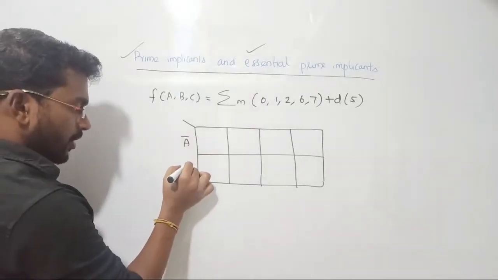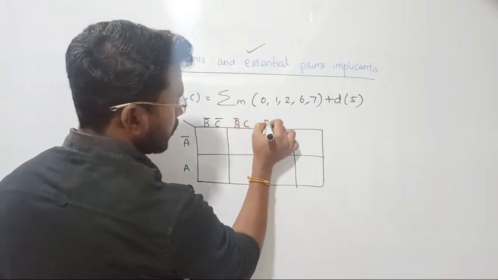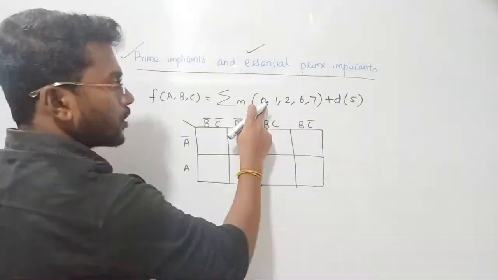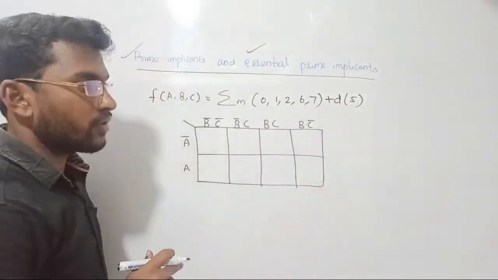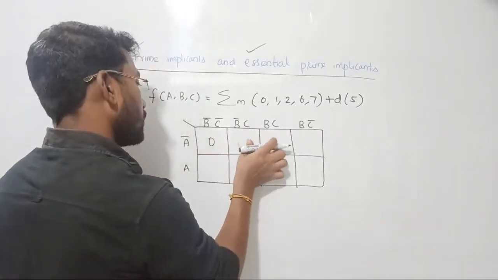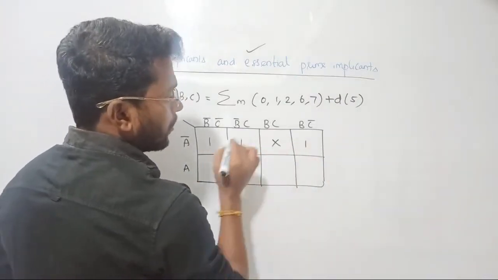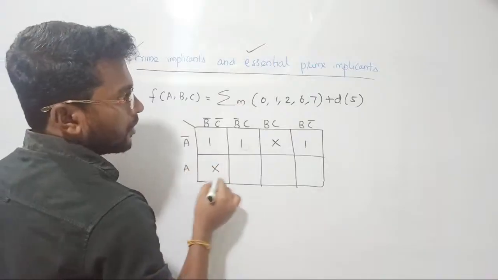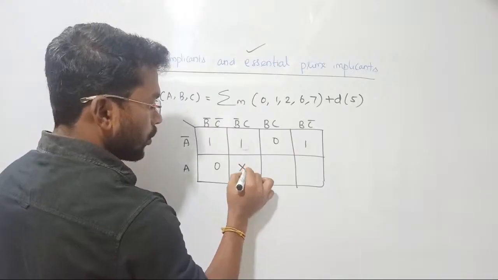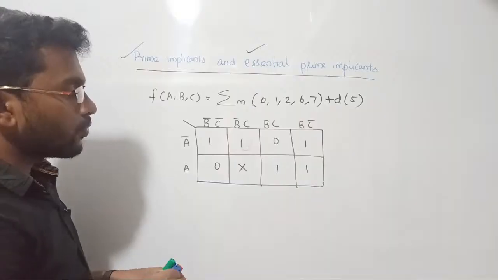Let's take a bar, and this is going to be b bar c bar, this is b bar c, this is going to be bc, and here we are going to consider bc bar. Let's register the variables 0 1 2 6 7. Here we are considering 5. 0 1 2 are there, 3 is not available, 4 is not available, 5 is available but 5 is don't care, and then 6 is available, 7 also available. Clear? So let's start grouping together.